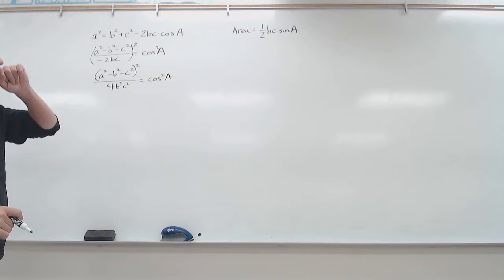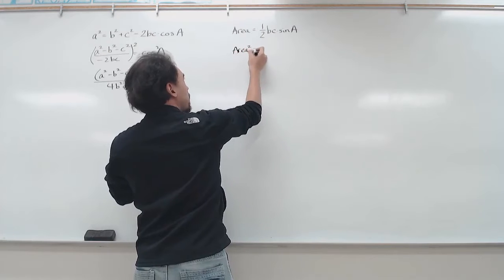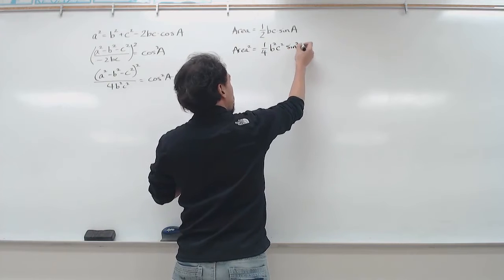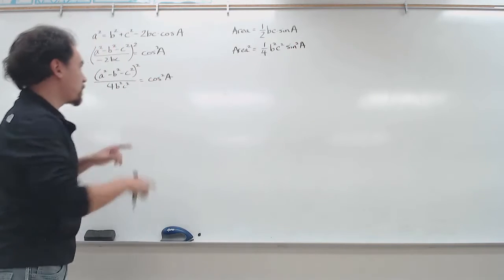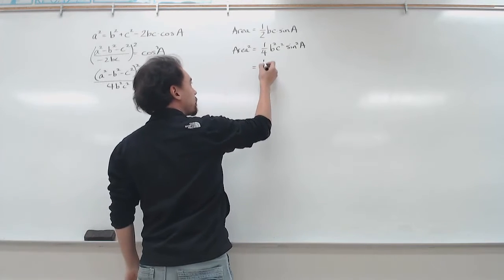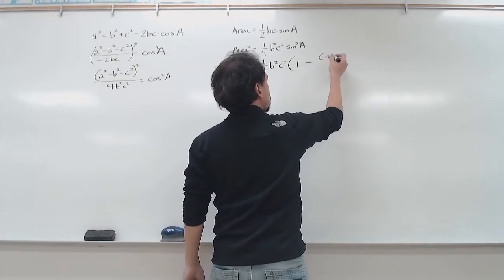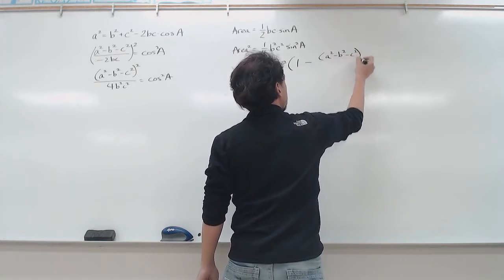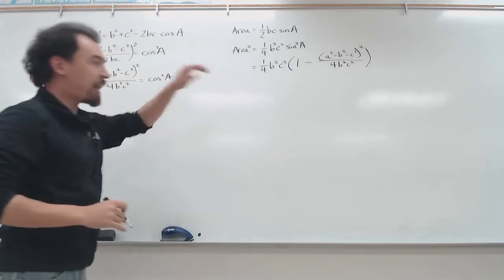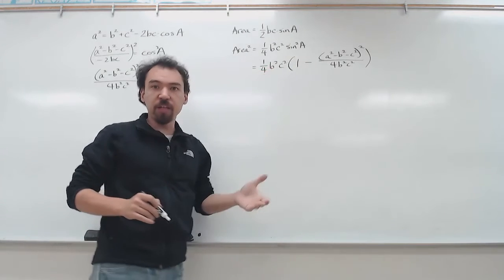But I also remember that I need a sine squared here, so I'm going to go area squared is equal to the square of 1/2 times the square of b times the square of c, and then sine squared of A. But since sine squared is 1 minus cosine squared, I'm going to take 1 minus all of this right here. We did it. So that is a formula that has nothing but sides in it. And if I plug in A and B and C, I'm going to get the area.